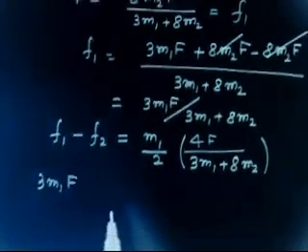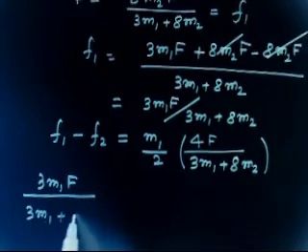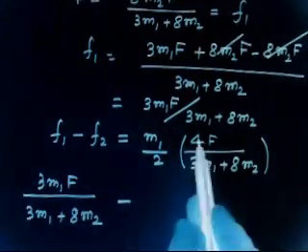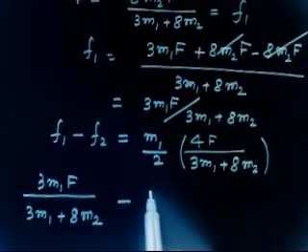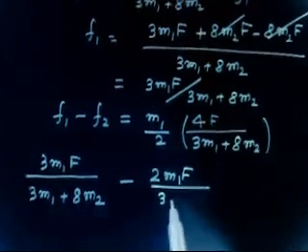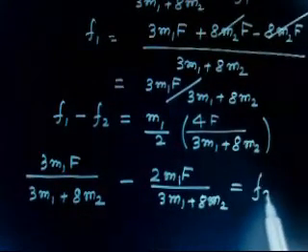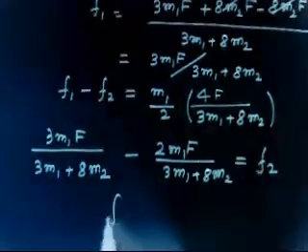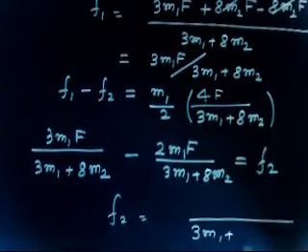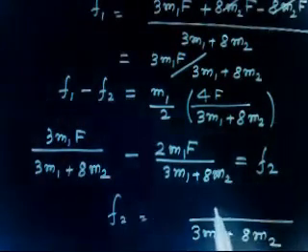3M1F divided by 3M1 plus 8M2, and this comes to this side, so minus, so 2 4 goes out, so you will have 2M1F divided by 3M1 plus 8M2, this is equal to F2. Are you getting it? So what is the value of F2? F2 will be, this is the same, so 3M1 plus 8M2, and now this is simply M1F.